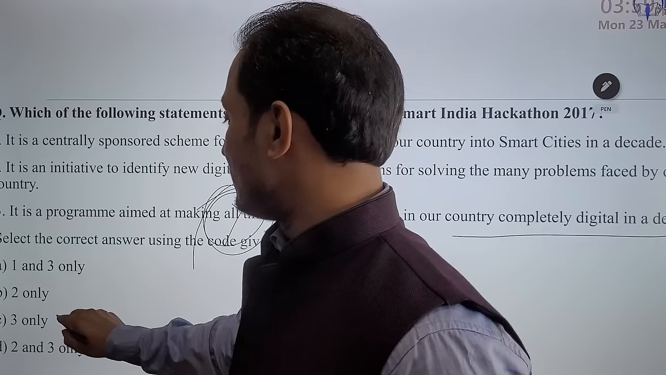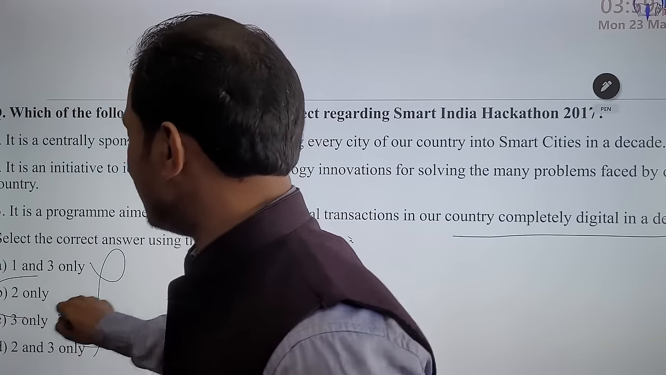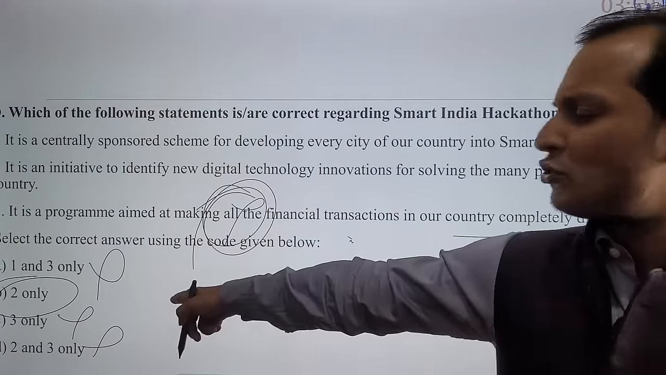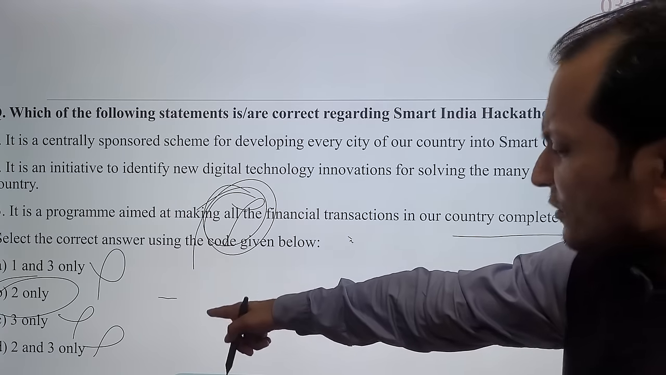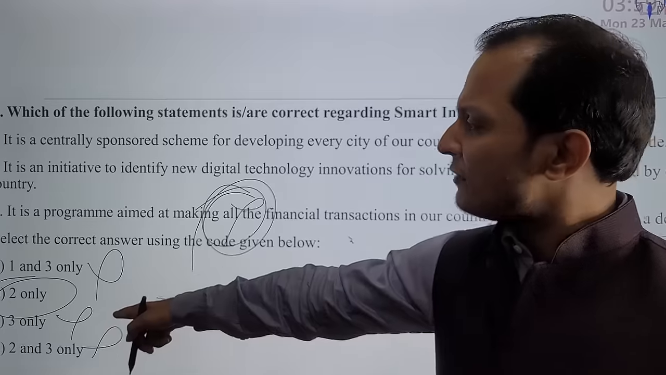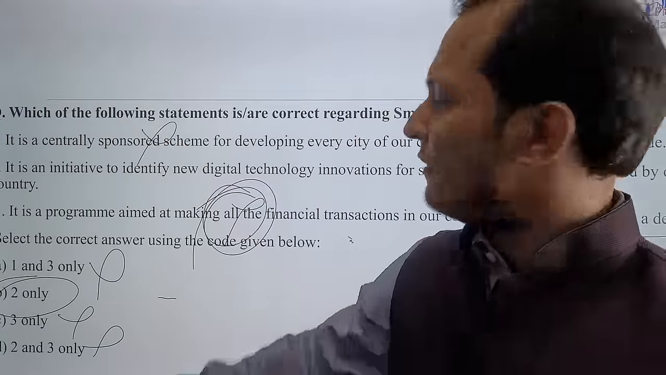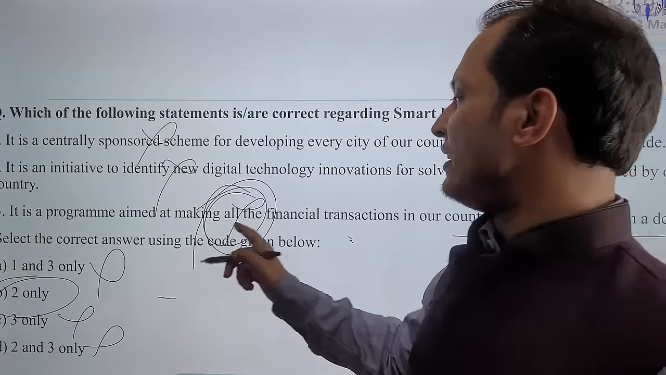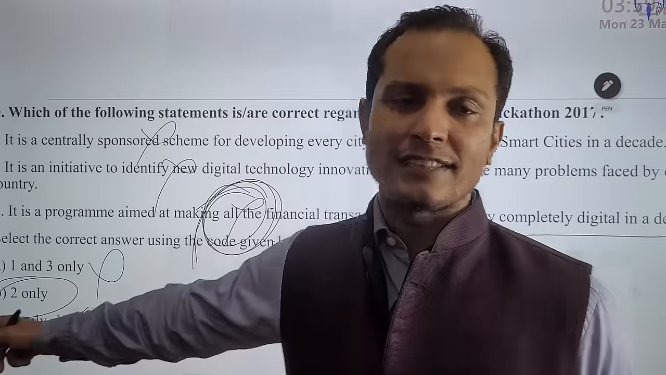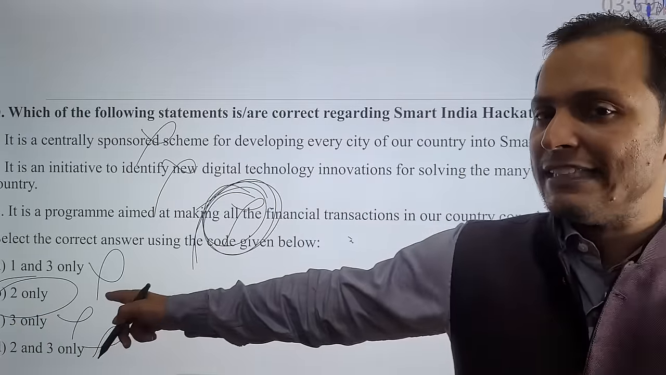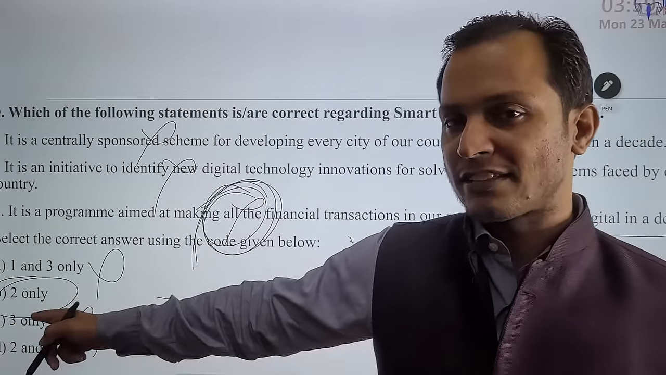We can eliminate statement 3. Once we eliminate statement 3, guys, just you see the beauty, it's so beautiful. Answering this question is so beautiful, guys, so enjoyable, because we do not know this, but we know only this. All is an extreme word, and we eliminate it and we get the answer. You see the beauty of framing these questions, how beautifully these questions have been framed.